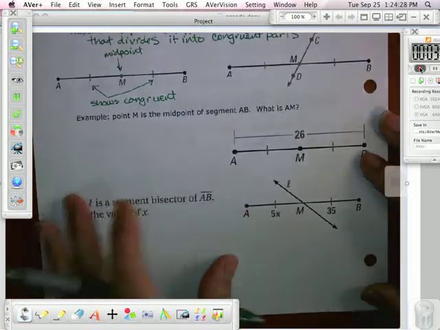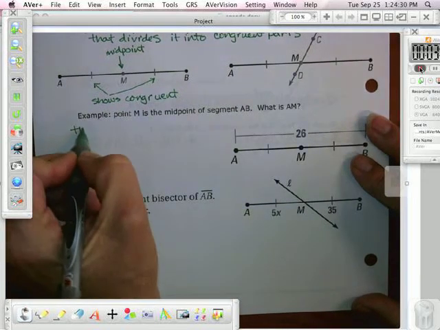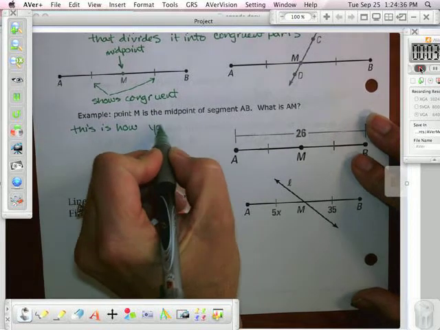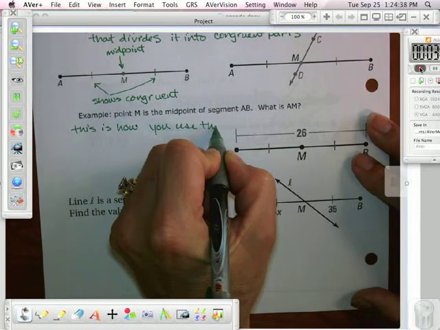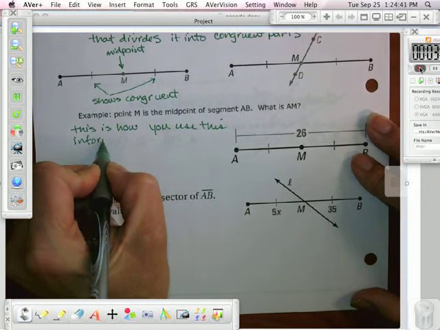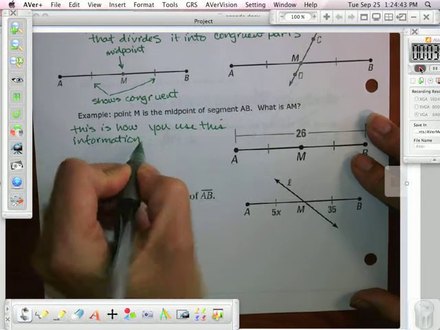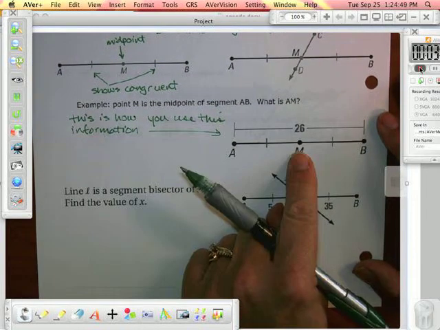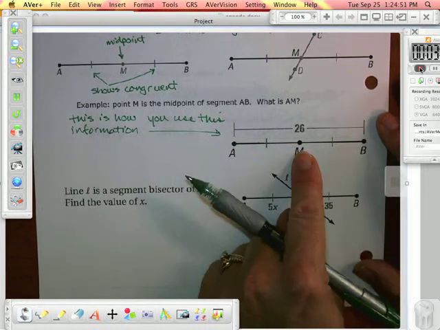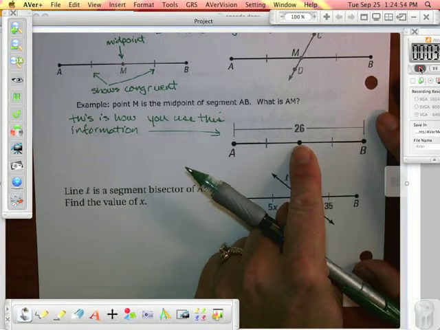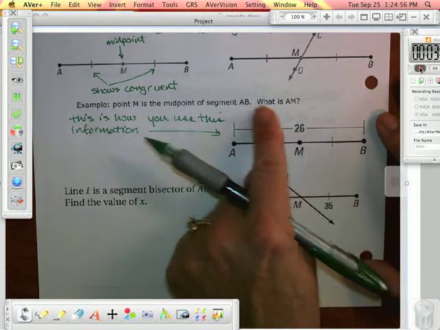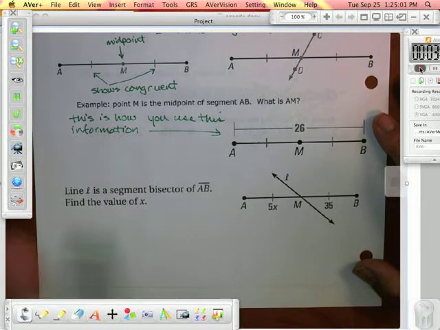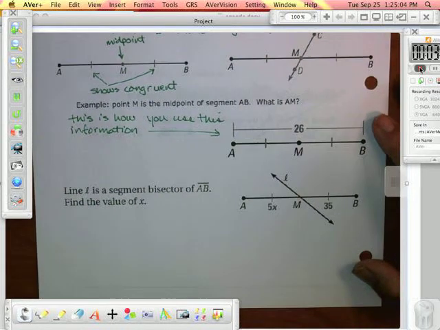All right, let's see how we use this. This is how we use this information. Okay. This says point M is the midpoint of segment AB. So telling me it's the midpoint, that means I know they're congruent pieces. So what is AM? How long is AM? Jacob? 13. Because they told me it's the midpoint, which means that these are equal.